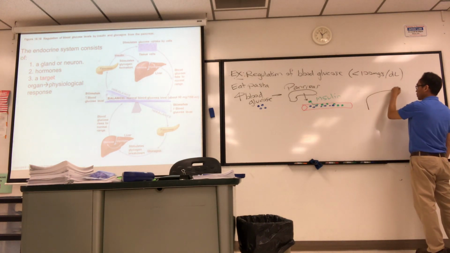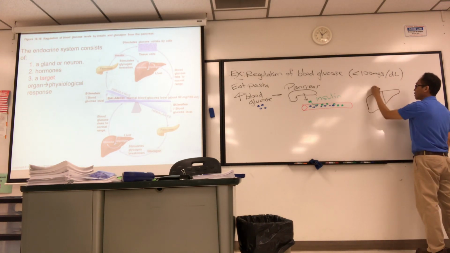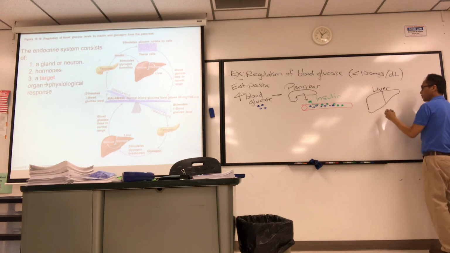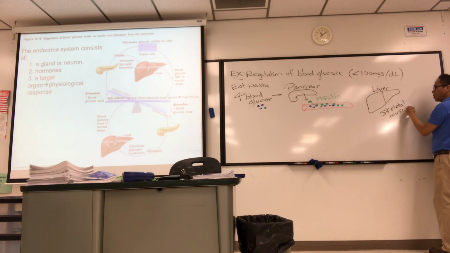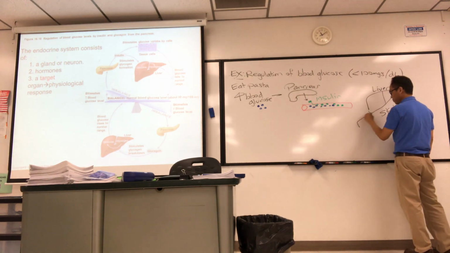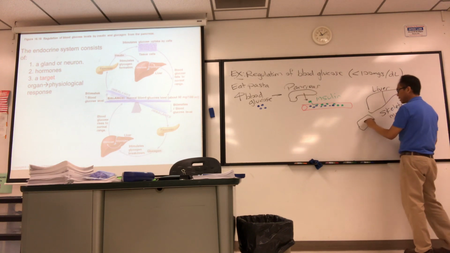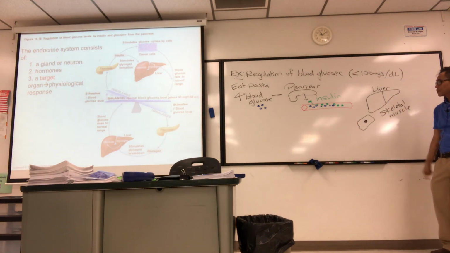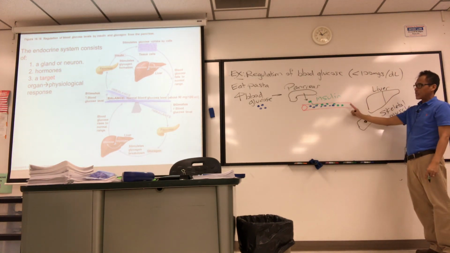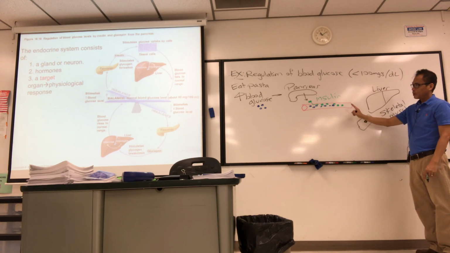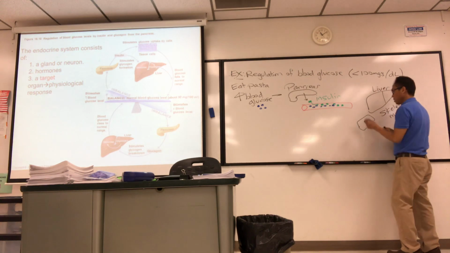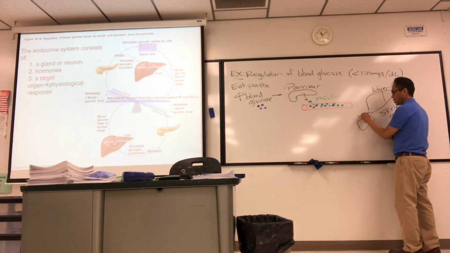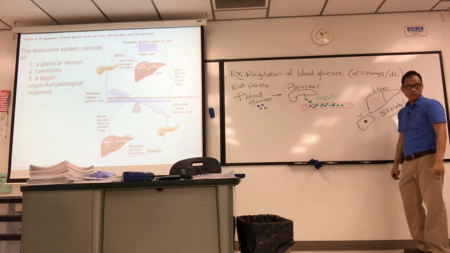So you got the liver, and then skeletal muscle. So let's say you have some cell from the liver and the skeletal muscle. They present a receptor to insulin. In your notes, you should call it an insulin receptor.